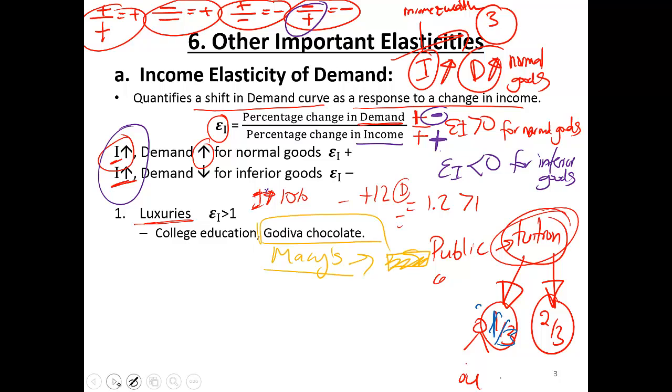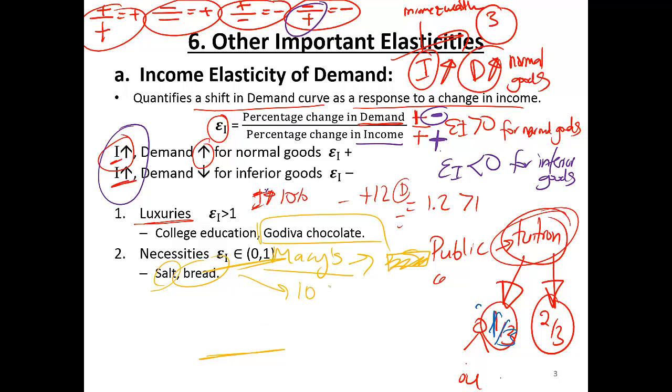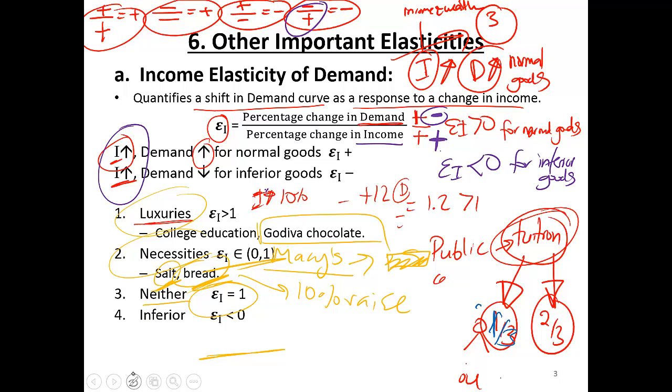It's an expensive chocolate. Okay, necessities have income elasticity of demand between 0 and 1. Necessities are salt and bread. That means, let's say I'm going to get a 10% raise. I'm not going to eat 10% more salt. I'm not going to eat 10% more bread. That's the idea. If they're neither, luxury or necessities, income elasticity of demand could be 1.